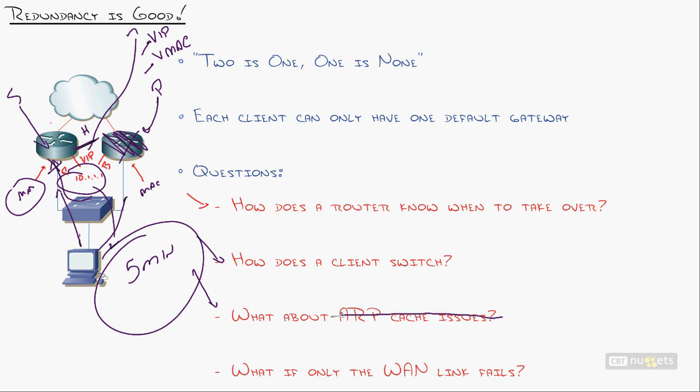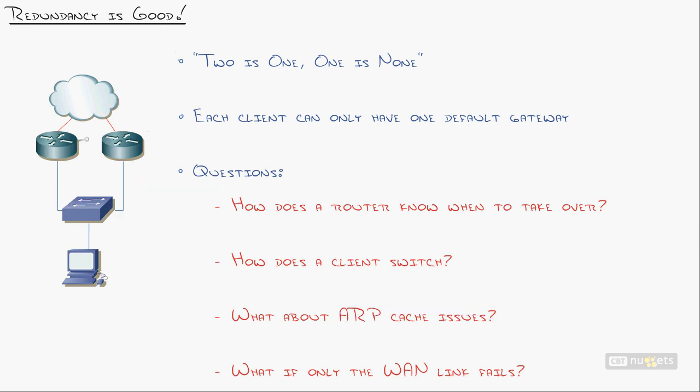That's a good question. If we've got our hellos going on between these routers, they're going hello, hello, hello, and this is all good, but all of a sudden this link goes down. Well, how does the router know to fail over then? Because he's technically still online, technically still communicating. Well, that is solved through something called interface tracking.